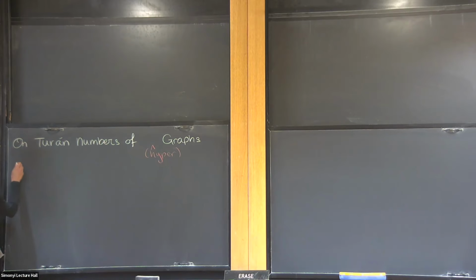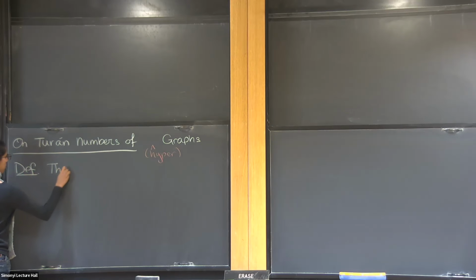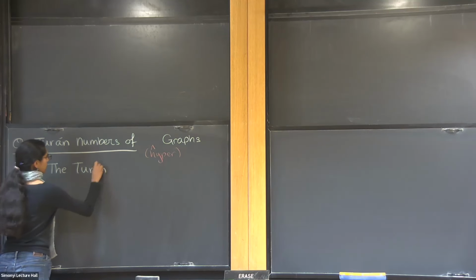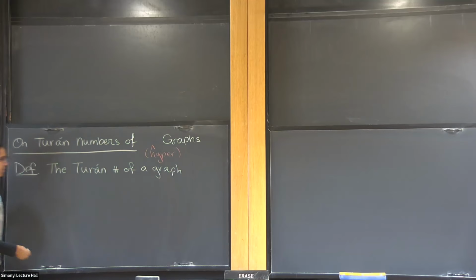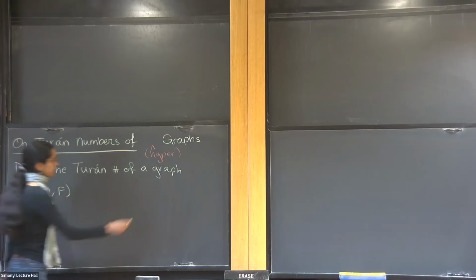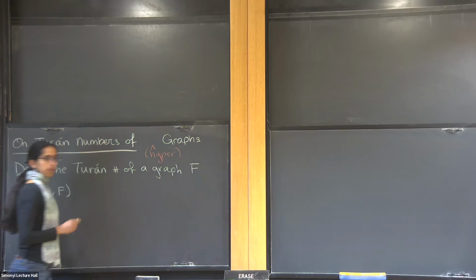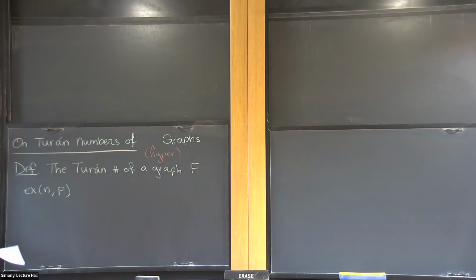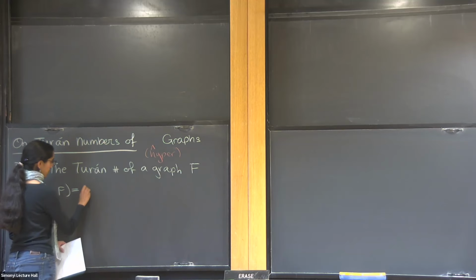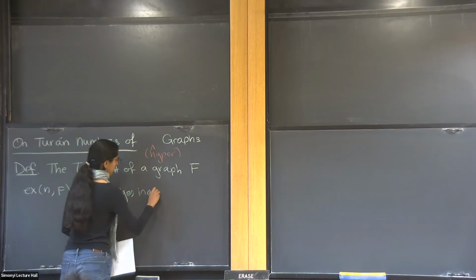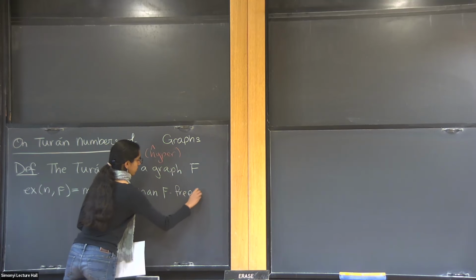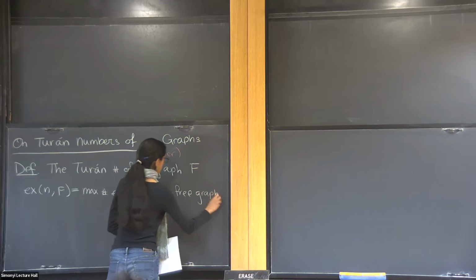So let's start at the very beginning. The Turán number of a graph, and this is also called the extremal number, so it's written ex(n, F). The forbidden graph F, F for forbidden, is going to measure the maximum number of edges you can have in an F-free graph. And this is parameterized on the number of vertices.